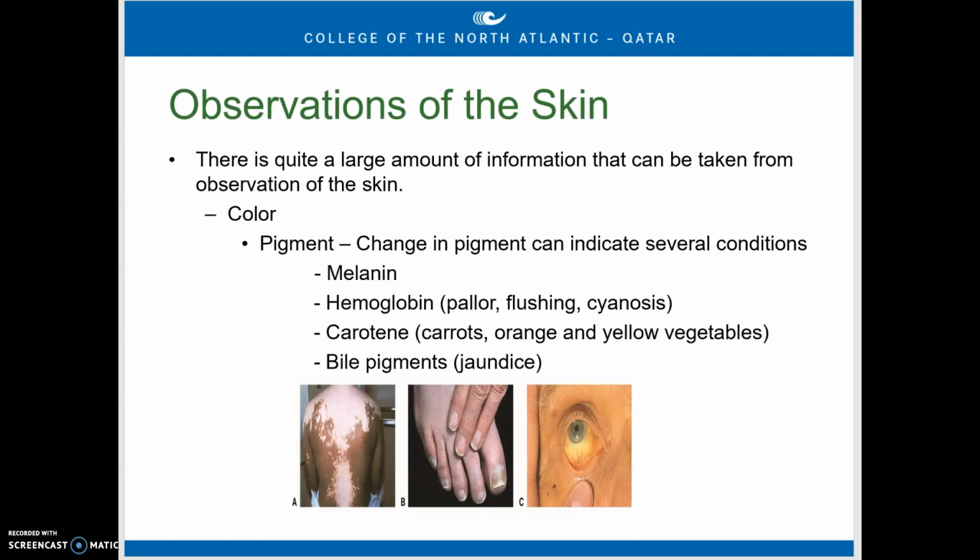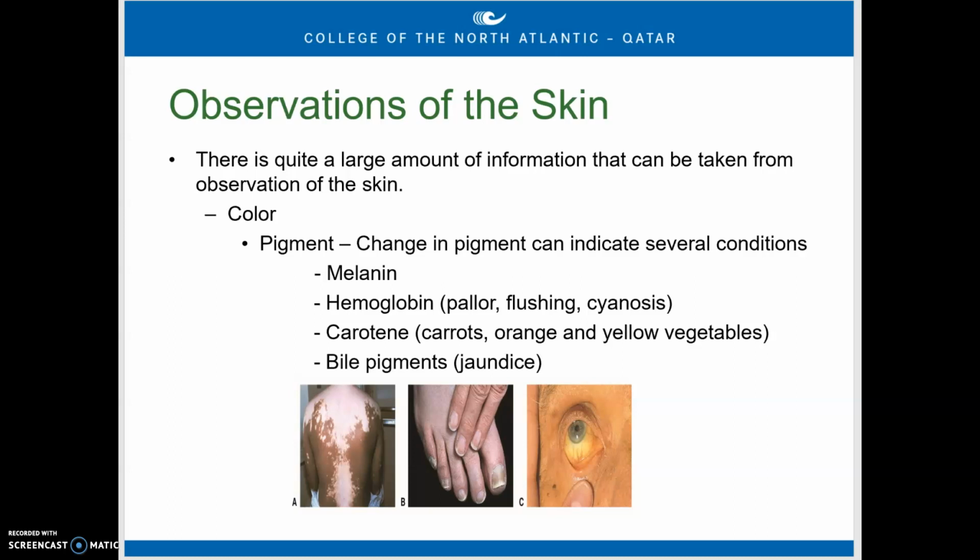Now, if we look at the skin, if we look at each other, we all know we don't all look alike. We can be different colors, and we can have changes in our skin. So looking at the skin, just simple observations can often give us some indications of the condition of the body. One thing that we can look at is the color, is the pigment. A change in pigment can indicate several different conditions.